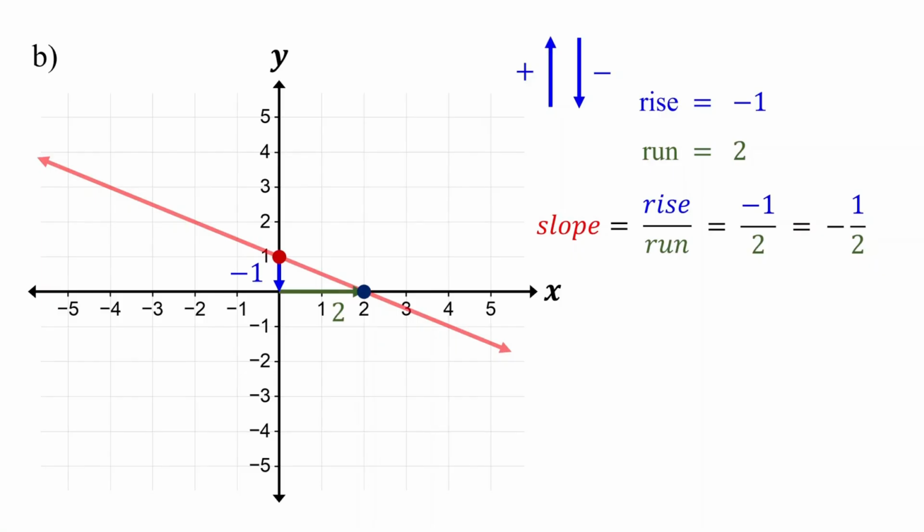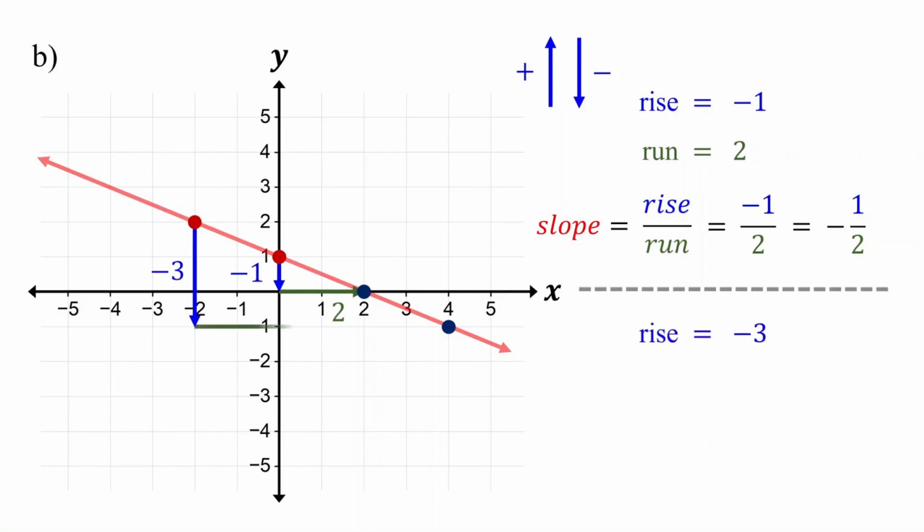By the way, no matter which point you choose on the line, the slope is always the same. Let's confirm this by using these 2 new points. Starting at the point on the left, we need to move down 3 units, right? Remember, moving down means a negative rise. So, the rise is -3.